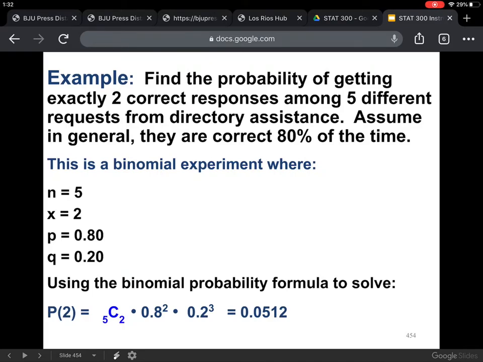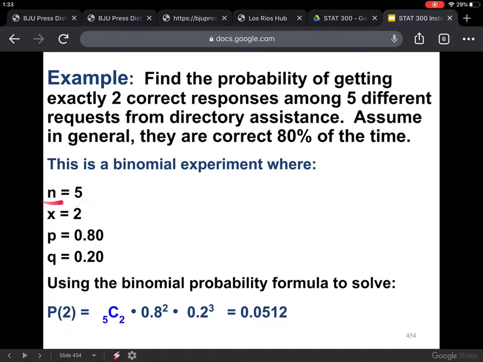And this question says that you want to find out what is the probability that you get exactly 2 correct answers from directory assistants among 5 different requests, right? You call 5 times. What's the probability that 2 of those answers will be correct? And it actually tells you, assume that in general, they are correct 80% of the time, right? So most of the time, they're going to be correct. The binomial setup would be this. The number of trials would be 5, and I always suggest for these binomial distributions, when you notice that there are 2 outcomes, right or wrong information in this case, you write down n, x, p, q, or in any order you want.